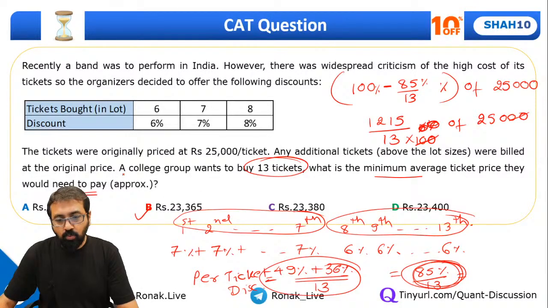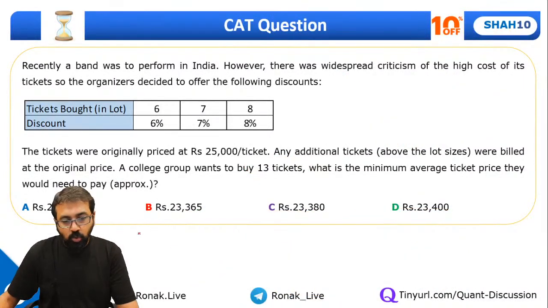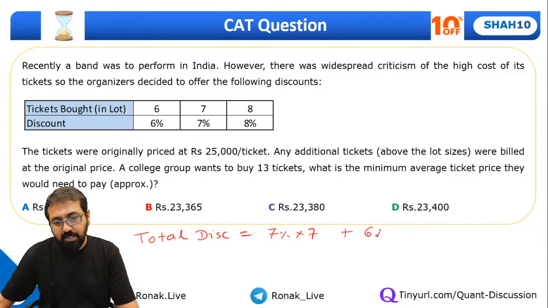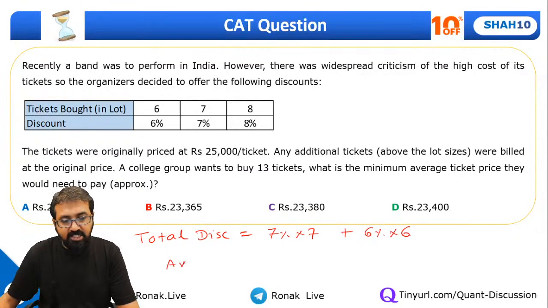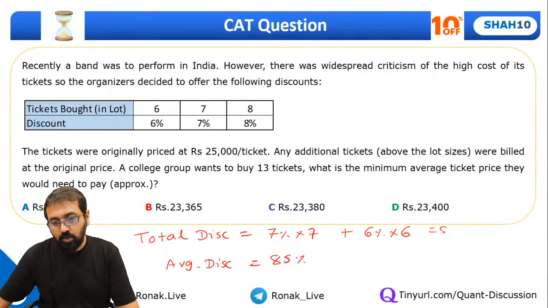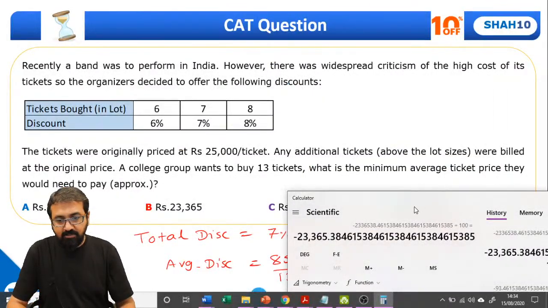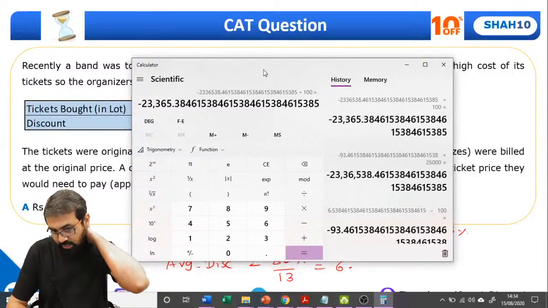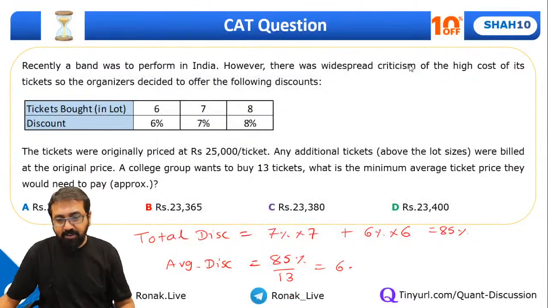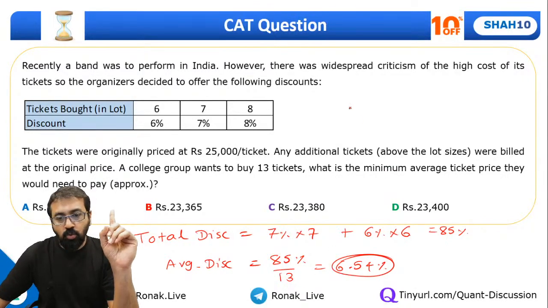Once again, let me show you what we did, everyone. Total discount is equal to 7% on 7 tickets plus 6% on 6 tickets. So the average discount will come out to be this 85% divided by 30. So this will come out to be something like 6 point, what percentage have you obtained? When we did that, we got 6.54. This is 6.54%, right? So I'm getting 6.54%.